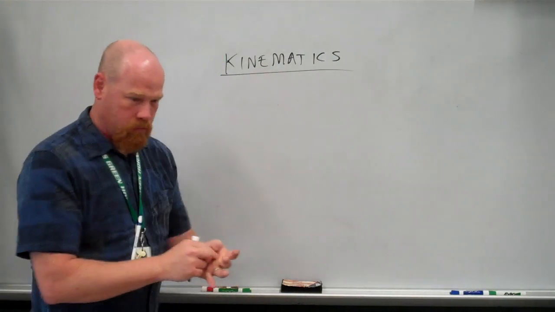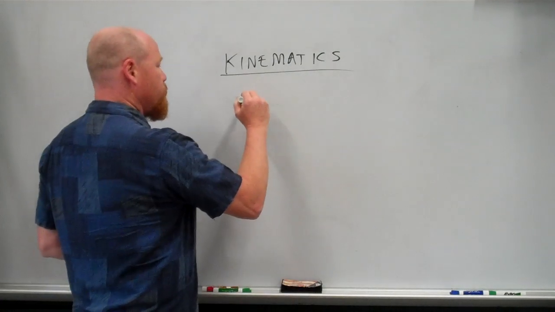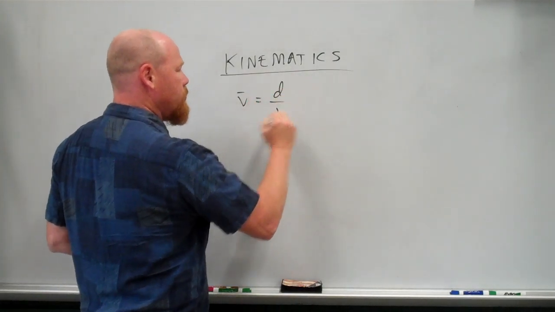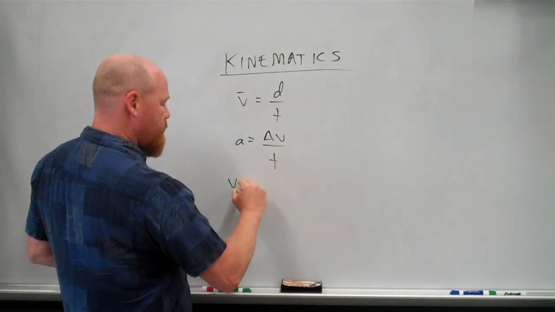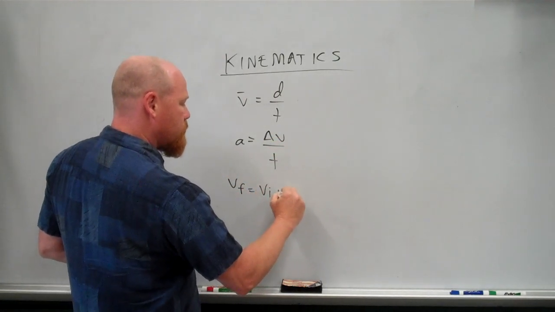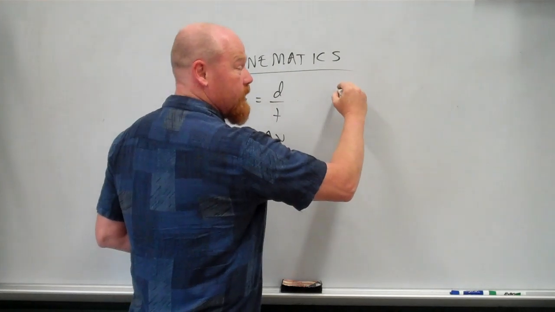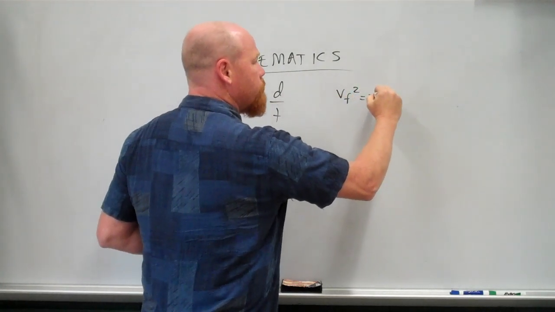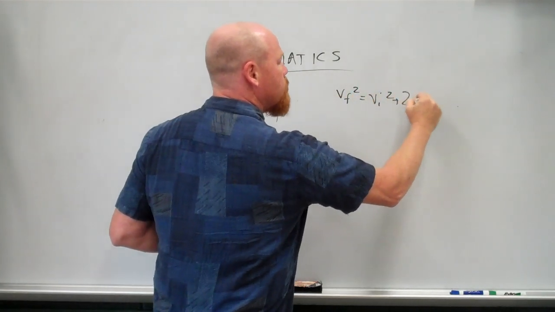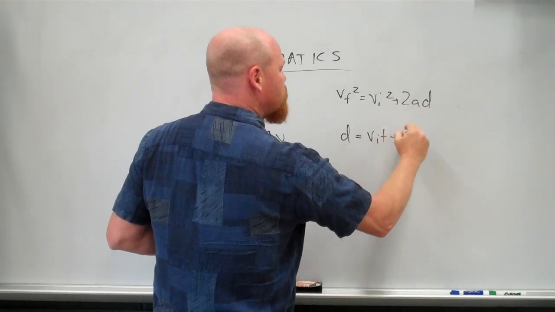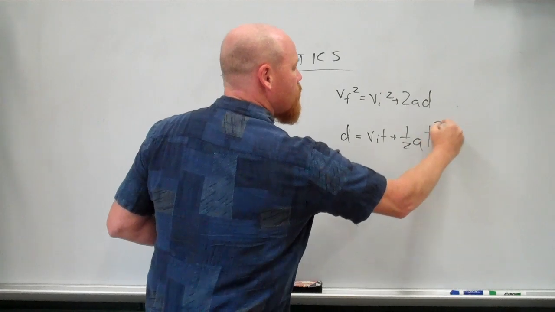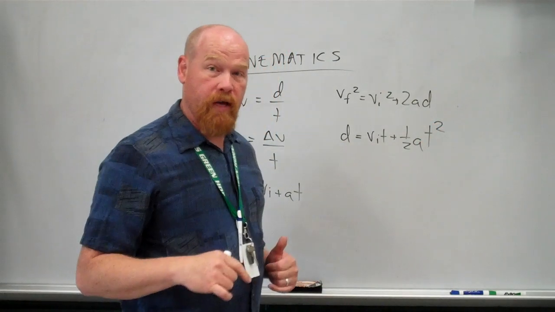5. Okay. V average equals d over t. Acceleration is change of velocity over time. Vf equals Vi plus At. The Vf squared equation, Vf squared equals Vi squared plus 2Ad. And d equals Vit plus 1/2 At squared. The order may be a little bit different, but those are the 5 equations.